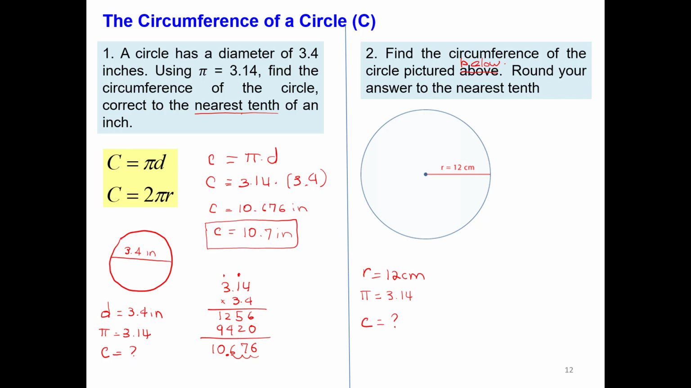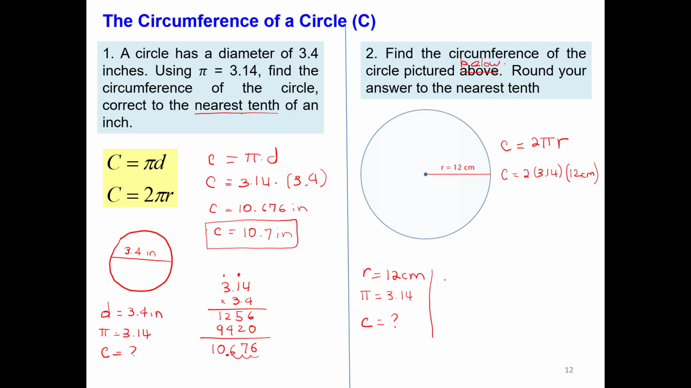In this case, because we know the radius, the equation we can apply will be the second one for circumference. Let me write it here: 2 pi r. The problem we want to solve is 2 times 3.14 times 12 centimeters. This is one way we can solve the problem: we can multiply 2 times 3.14.